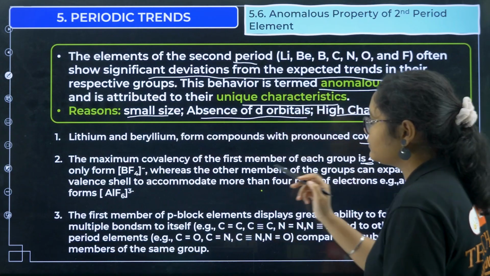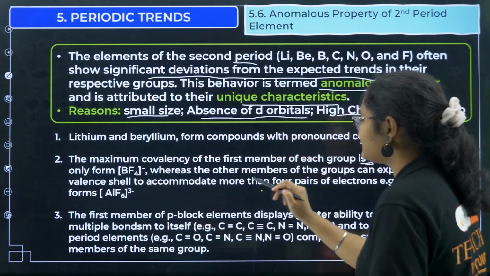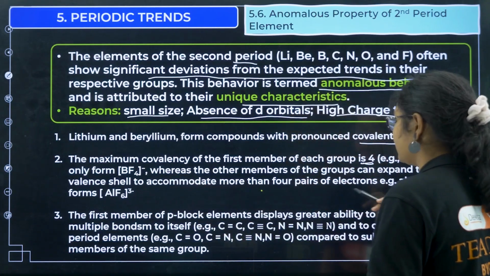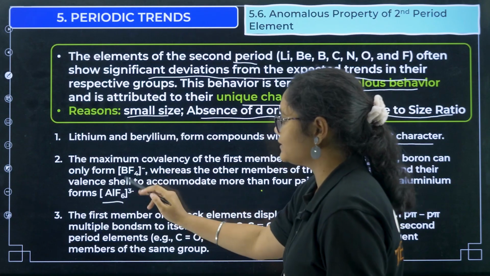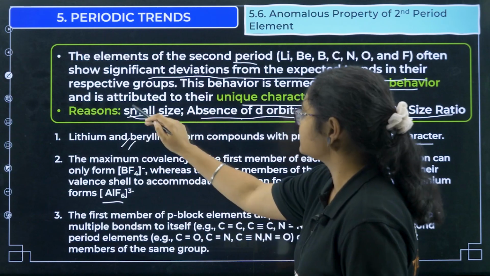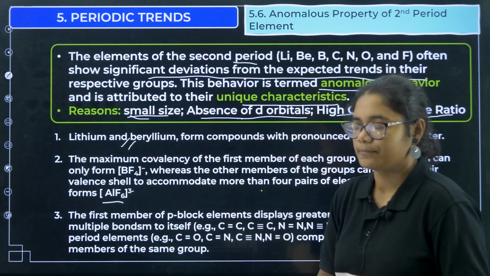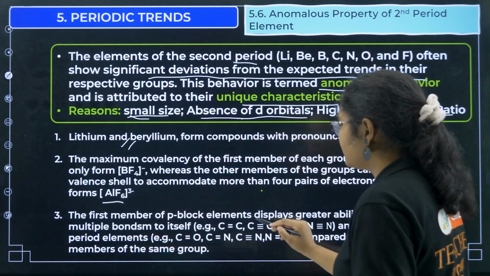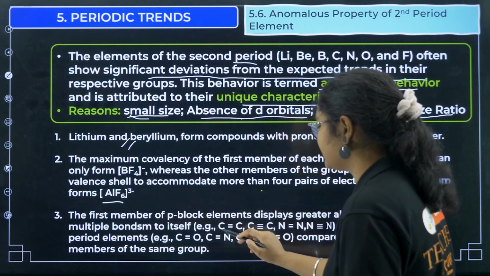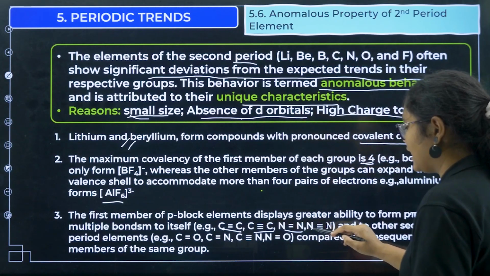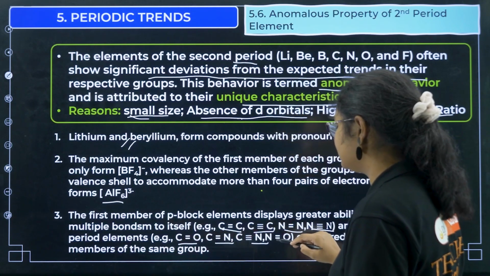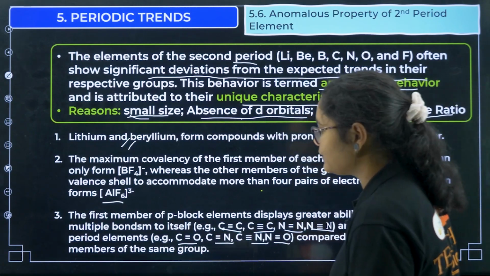The second is that the maximum covalency of the first member of each group is 4. For example, boron can form BF4 minus, whereas the other members of the group can expand their valence shell to accommodate more than 4 pairs of electrons, for example aluminium. This is happening because of the absence of d orbitals, and it is possible because of their small size and high charge ratio. Next, the first member of the p block elements displays a greater ability to form pi bonds, multiple bonds to itself, like C triple bond C, N triple bond N, and to other second period elements like CO, CN and NO, compared to the subsequent members of the same group.